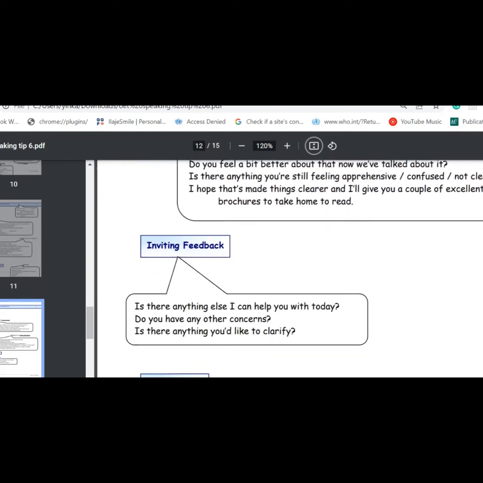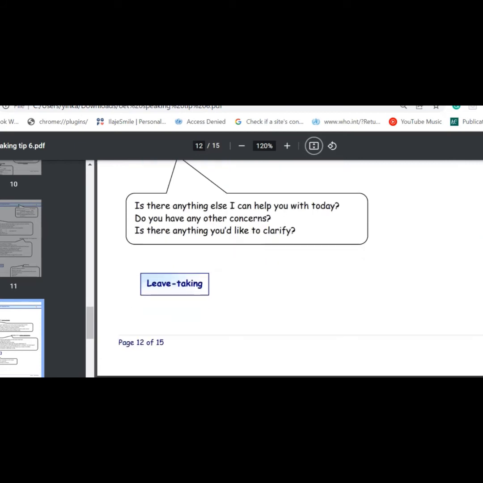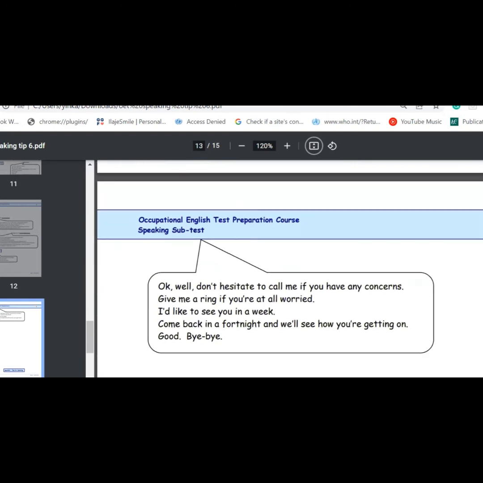And then inviting feedback, which is very important. You can ask, do you have any other concerns? Is there anything you would like to clarify? Leave taking. Now, this is the final part that you say, okay, well, don't hesitate to call me if you have any concern. Give me a ring if you are worried. I would like to see you in a week or come back in a fortnight. So you can just say, good, bye-bye for now. See you later. Or take care of yourself. Mind yourself. That's leave taking.